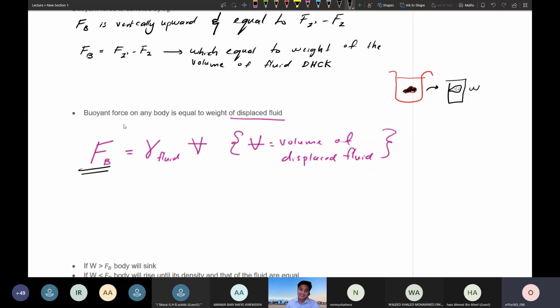Good, everyone. Does it mean the volume of water displaced is not the same as the volume of the rock? The volume is the same, but why is the weight of the fluid not the same as the weight of the rock? Because the density is different. The density of the rock is higher than the density of the fluid. Understand? Okay.